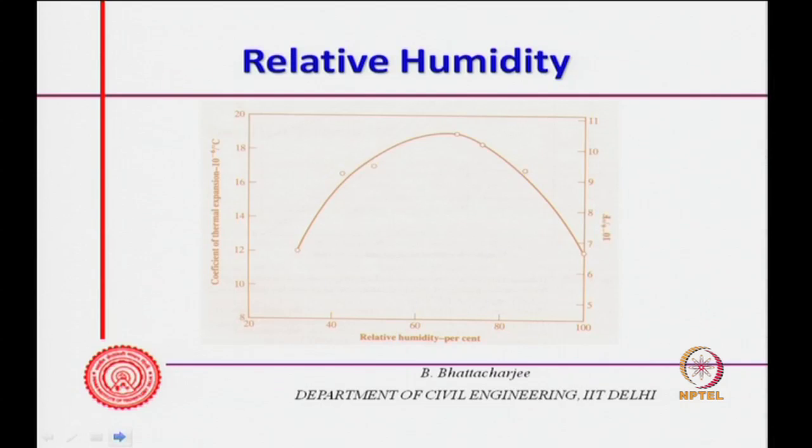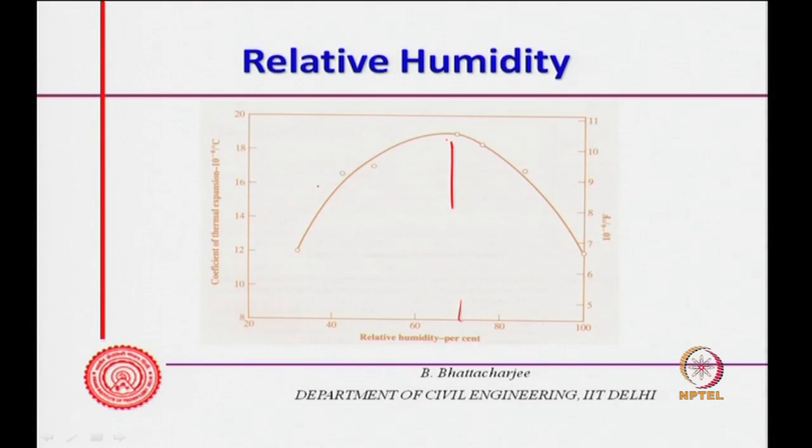It seems that when you have a relative humidity somewhere around 60-70%, the coefficient of thermal expansion is maximum. When it is saturated, it is somewhat less. It will depend upon stiffness. When it is saturated, of course, the expansion gets reduced, and besides that, the stiffness also would change.